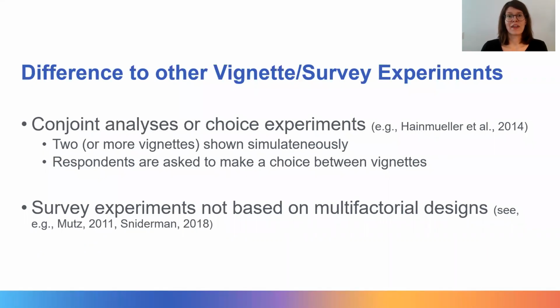There are other types of survey experiments that share some similarities with factorial surveys. They are not always clearly separated. For example, conjoint analyses and choice experiments typically show respondents 2 vignettes simultaneously, and respondents are asked to make a choice between them, rather than to weigh single vignettes sequentially. Also, many types of survey experiments are not based on a multifactorial design. That is, they only focus on 1 or 2 treatments. Such designs limit the possibility to study the complexity that is often underlying social judgments. We will not talk about these other types of survey experiments in this course.